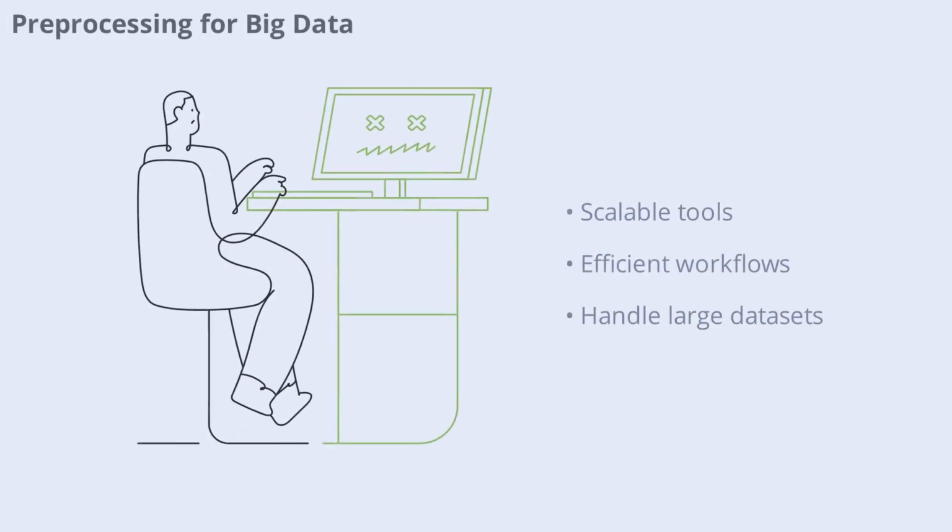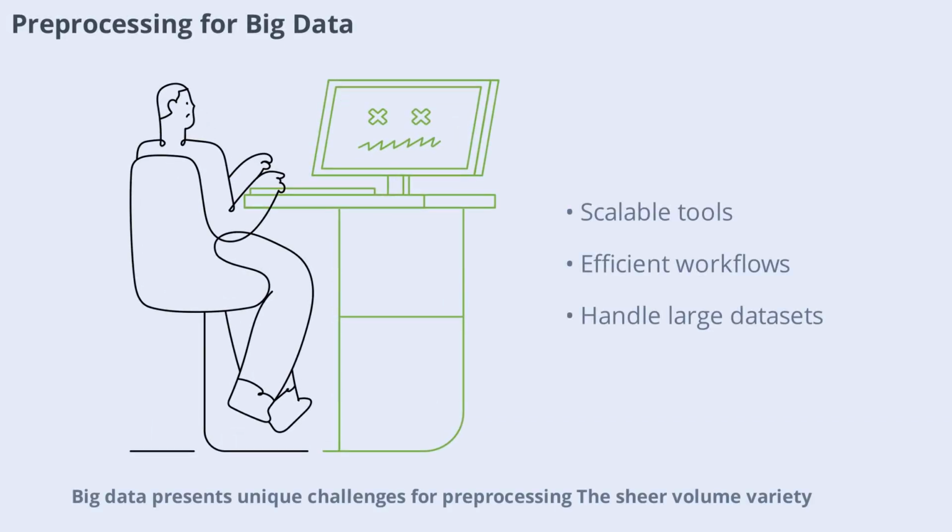Big data presents unique challenges for preprocessing. The sheer volume, variety, and velocity of data require scalable tools and efficient workflows. Distributed computing frameworks such as Apache Spark can process large datasets quickly. Adapting preprocessing techniques to handle big data ensures that insights can be extracted from even the largest and most complex datasets.